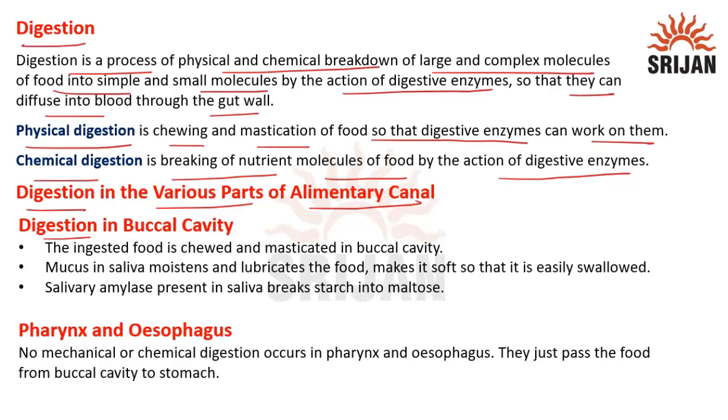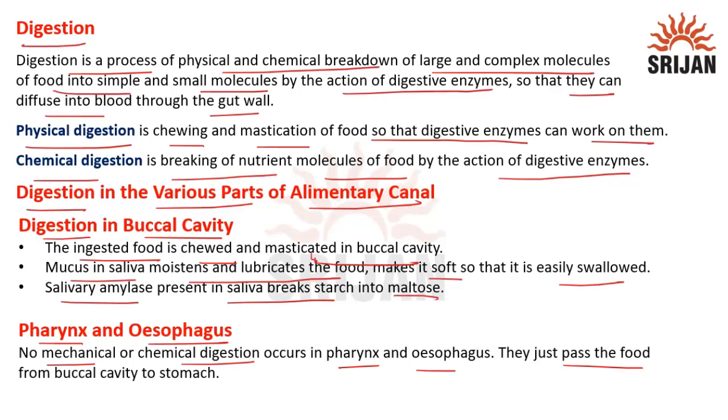First, digestion in the buccal cavity. The ingested food is chewed and masticated in the buccal cavity. Mucus in saliva moistens and lubricates the food, makes it soft so that it is easily swallowed. Salivary amylase present in saliva breaks starch into maltose. Then pharynx and esophagus. No mechanical or chemical digestion occurs in the pharynx and esophagus. They just pass the food from the buccal cavity to the stomach.